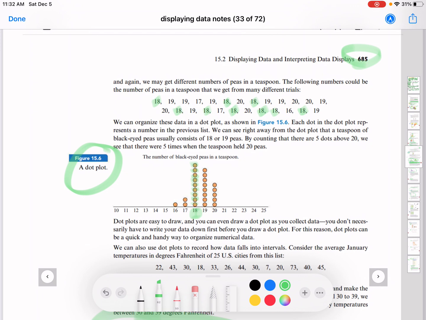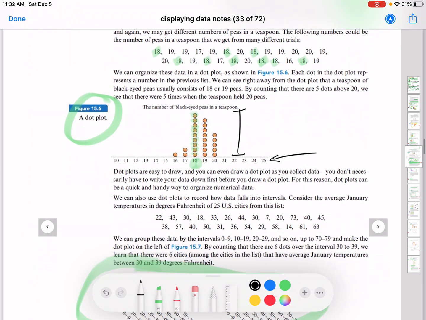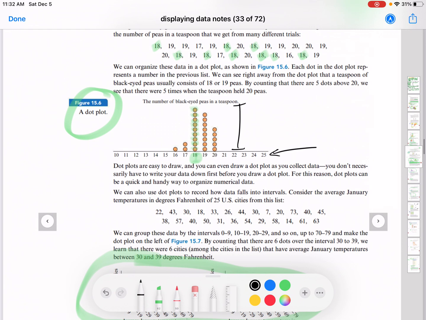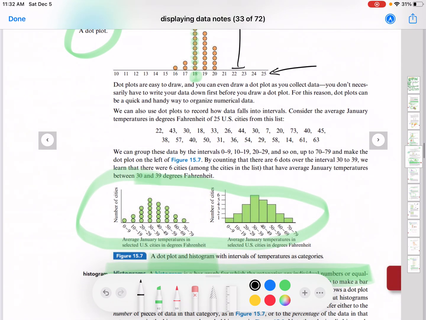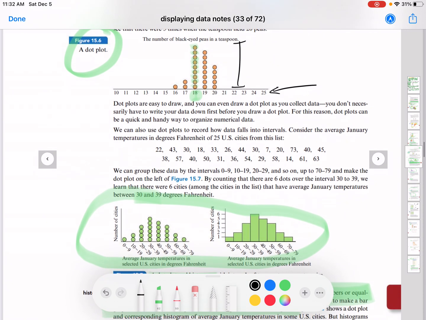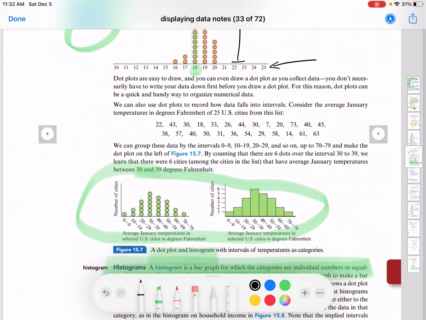And so on the one hand, this tells you the number of peas in the scoop down here, and then the height up here tells you the number of times that thing occurred. It'd be a dot plot. And then you could also take this and put it into a line graph, but we're going to see that in just a moment. So here is another dot plot right here.